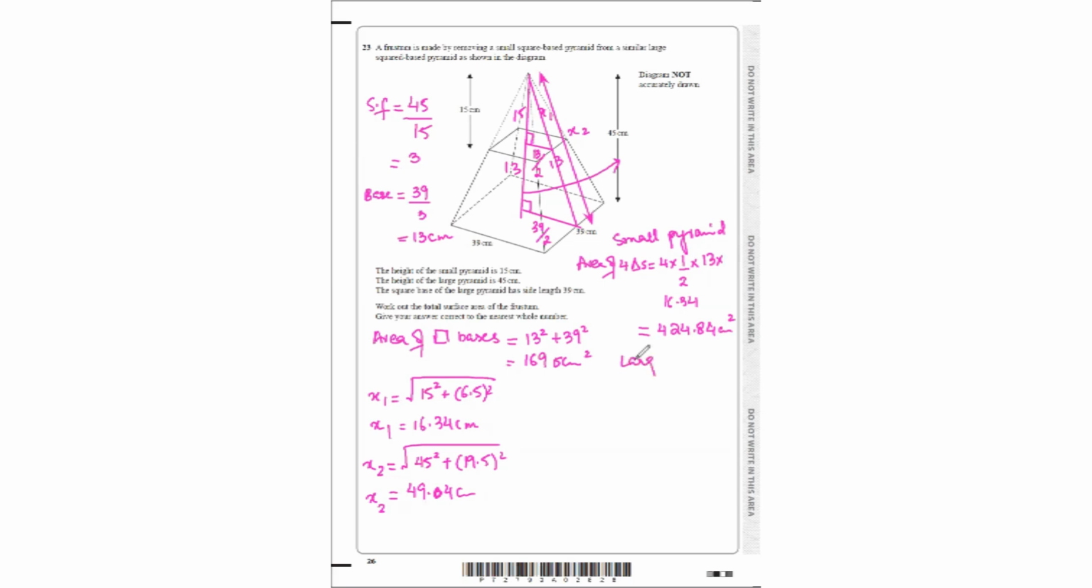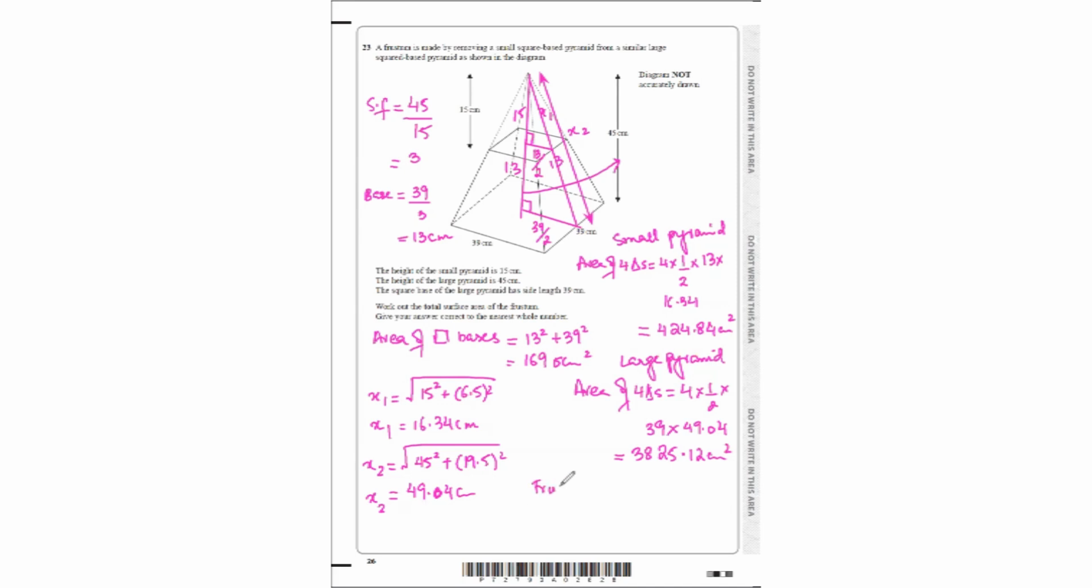Then for the large pyramid, area of 4 triangles is going to be 4 times 1 over 2 times 39 times 49.04. That's going to give me 3,825.12 centimeters square. So total surface area is going to be the difference of the triangular faces plus area of square bases.